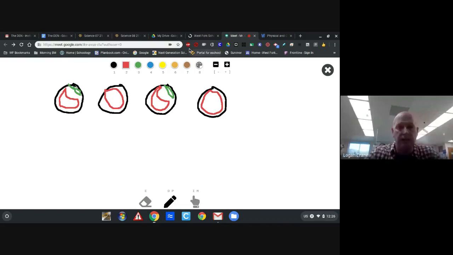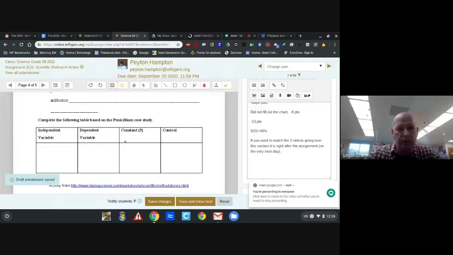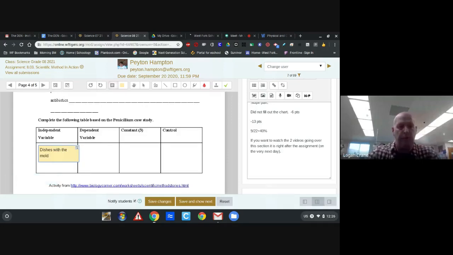That's correct. So let's go back over to dishes with the mold. So let's put that in there. Dishes with the mold. And because I put the mold in the dishes, what do I notice about my bacteria? It's starting to die off. The bacteria is dying when exposed to mold, right?